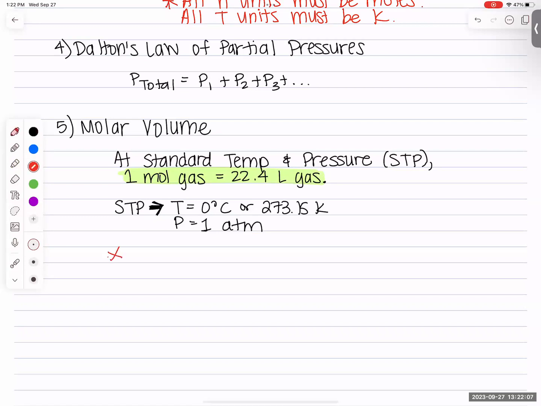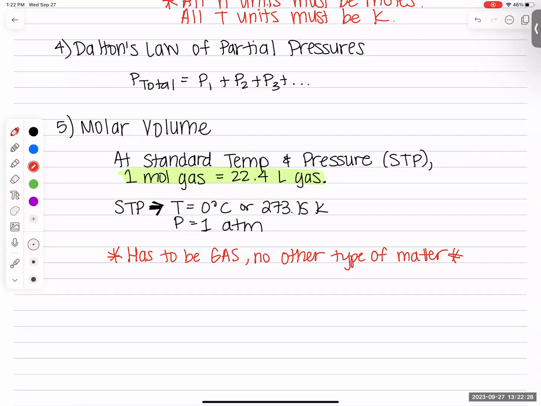This has to be gas. No other type of matter. This does not work on solids, liquids, anything else, only gas. And it has to be at that temperature and pressure, or that's not true.